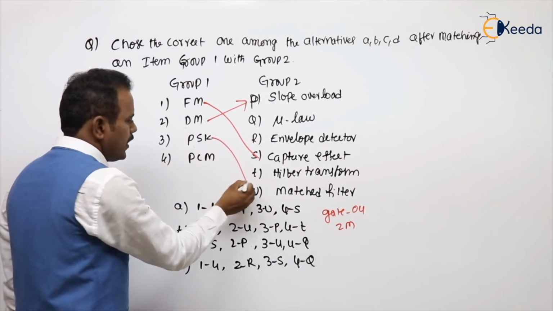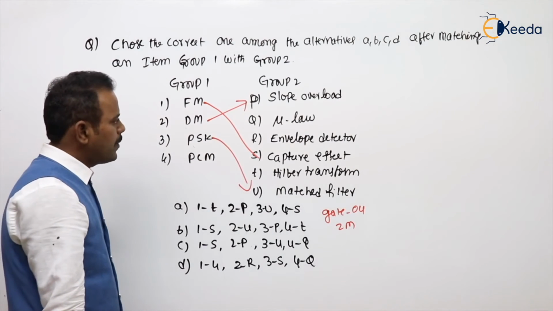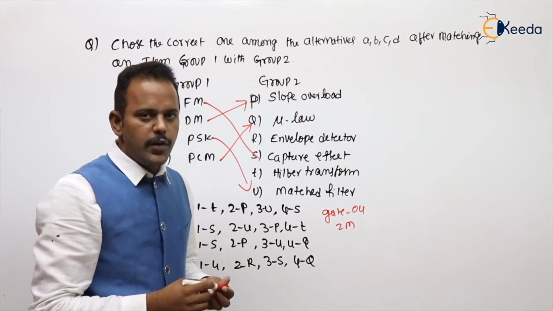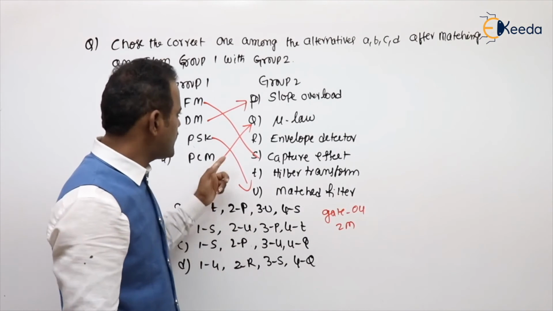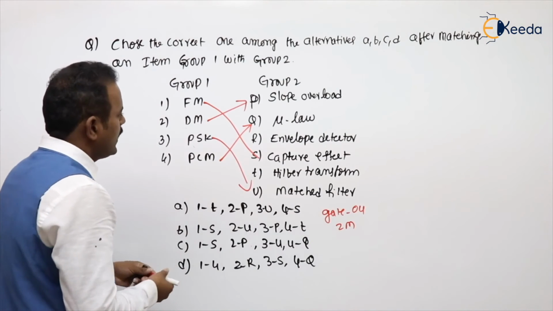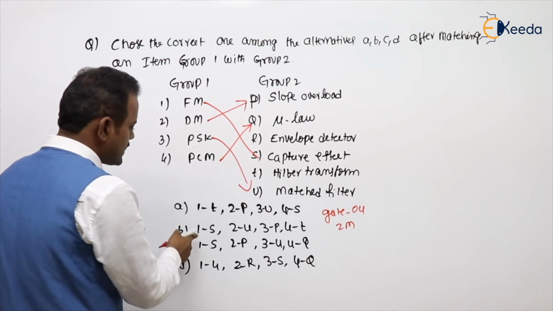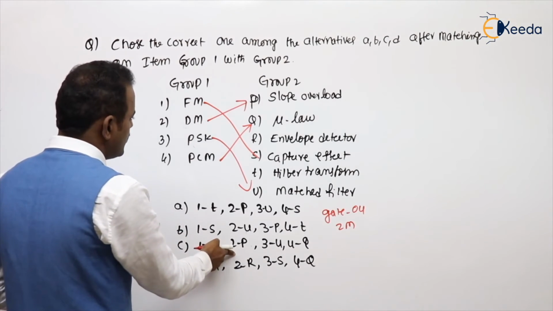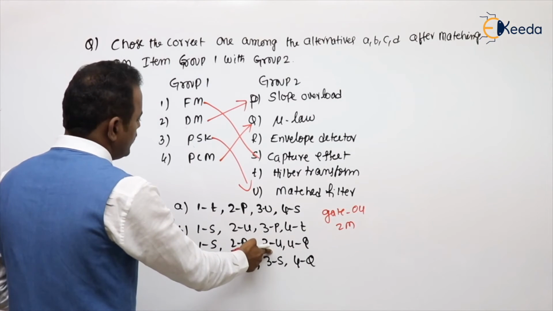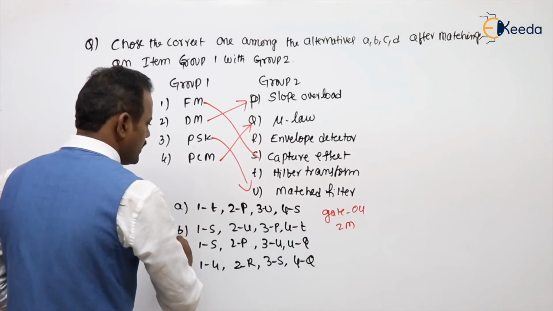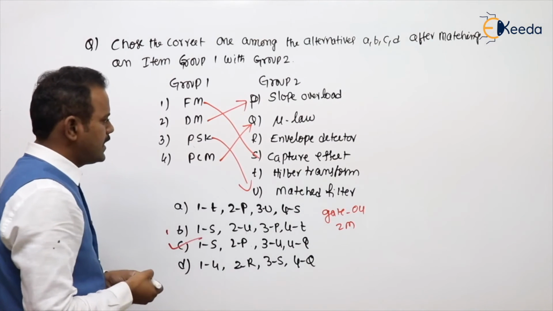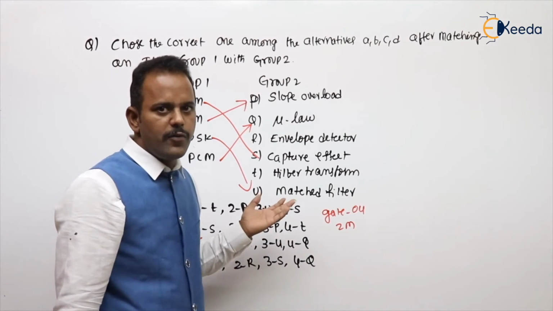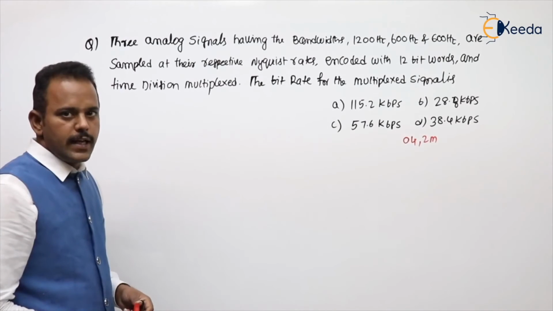PSK demodulation will be the matched filter. Coming to PCM, A-law and mu-law are non-uniform quantization techniques. So PCM means mu-law. FM is the capture effect, so 1 is S. Delta modulation is slope overload, so 2 is P. Third, PSK is matched filter, PCM is mu-law. So option C is the correct one. Are you getting the point or not? This is a simple 2 marks question. Clear? See the next problem.